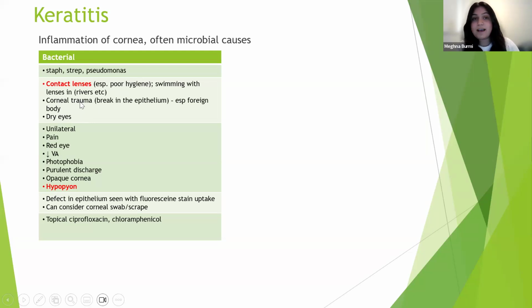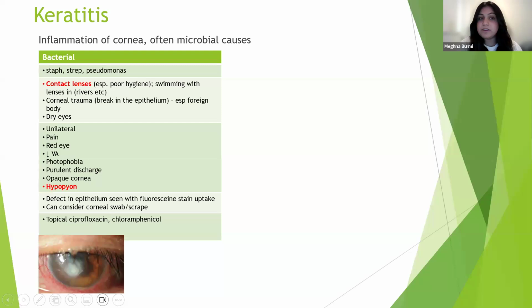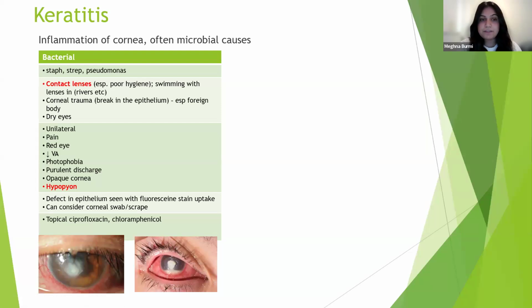But it can also be caused by other corneal trauma, foreign body that introduces bacteria that way, or dry eyes. How does this present? It's unilateral, painful red eye. You have trouble seeing, so reduced visual acuity, might have a bit of photophobia, a bit of purulent discharge because it's bacterial. The cornea might look opaque, okay? And there's this phenomenon called a hypopyon. So a hypopyon is basically a buildup of white blood cells or pus in this anterior chamber, and that's literally like just settling at the bottom of that chamber.